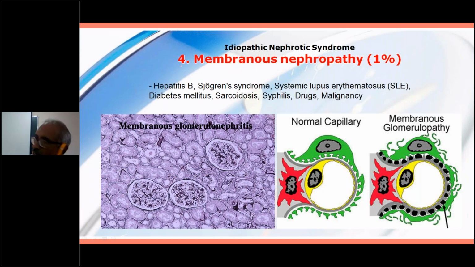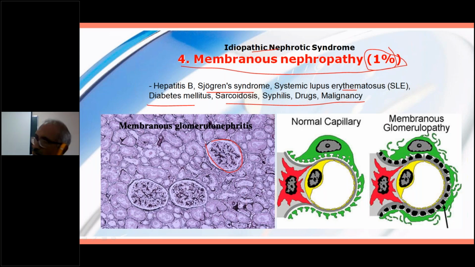And the last variety is membranous glomerular nephropathy, very, very less common, only 1% in children. But this type may be seen post-infection, like post-hepatitis, or Sjogren syndrome, or SLE, syphilis, sarcoidosis, drugs, and post-diabetes. You see the basement membrane thickening in the microscopy.